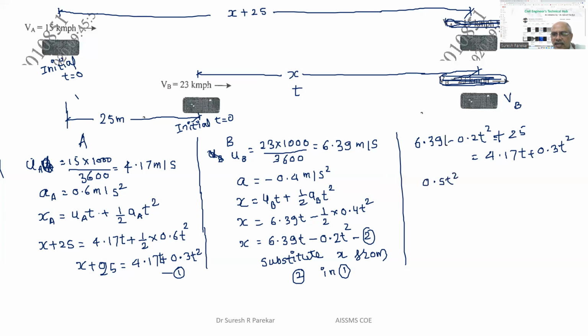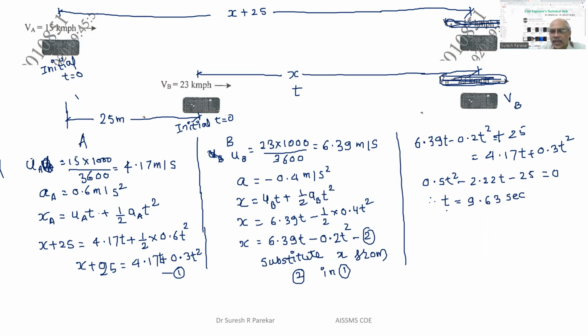Here also T is there, I am missing this T. Minus 2.22 T minus 25 equal to 0. And from this quadratic equation, I will get the value of T equal to 9.63 seconds. Now what we have to find: when and where A overtakes B.